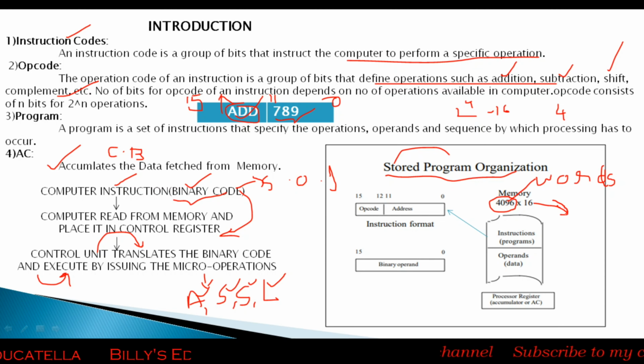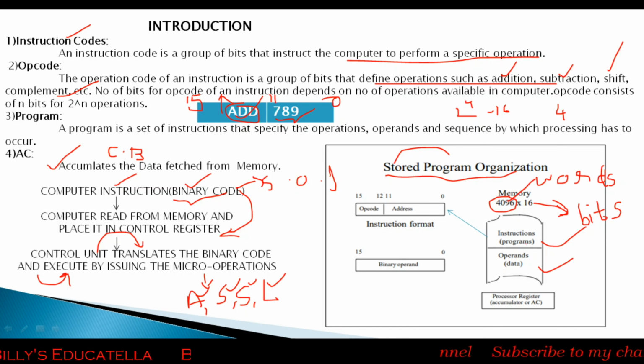4096 words, each consisting of 16 bits. So 4096 times 16 bits of data can be stored in the memory. Here the memory is subdivided into two parts, which consist of instructions and the operands.